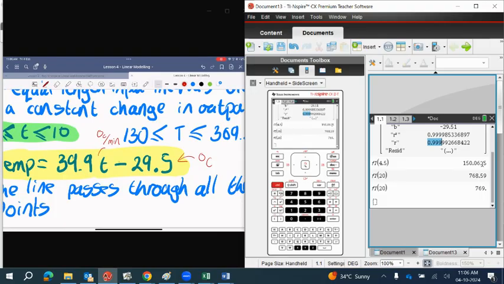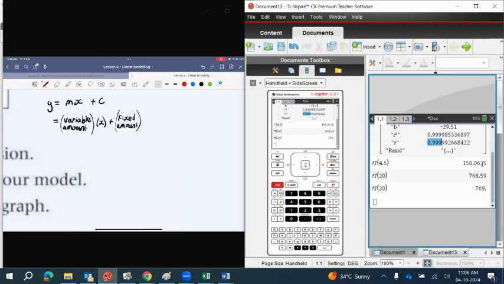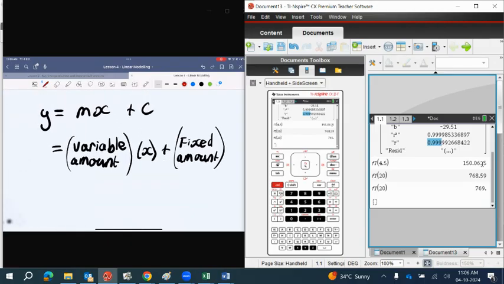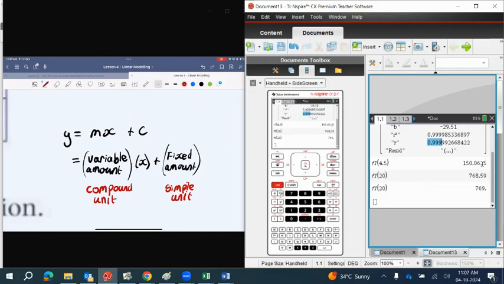So what you'll notice when you're looking at the variable amount and the fixed amount, the variable amount will be a compound unit. The fixed amount will be a simple unit, not a compound one. For instance, a simple unit would be kilometers. A compound unit would be kilometers per hour. The first one is about change and the second one is a fixed amount.